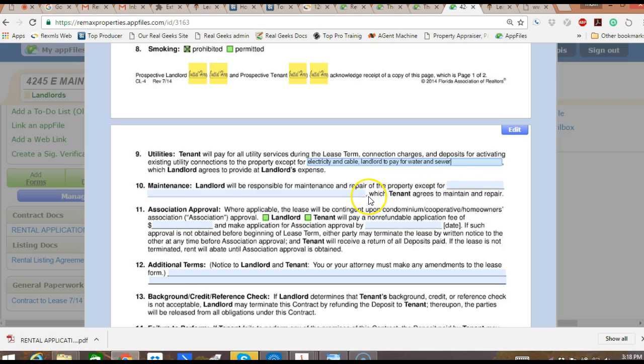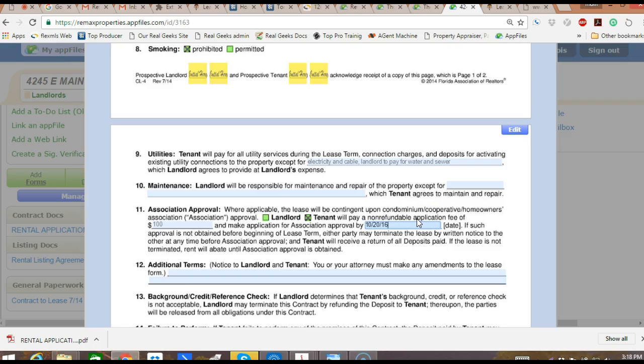And upon the owner's approval, tenant will pay $100 association. We've already confirmed that we have the application and make application for the association by. They'll probably do it soon.